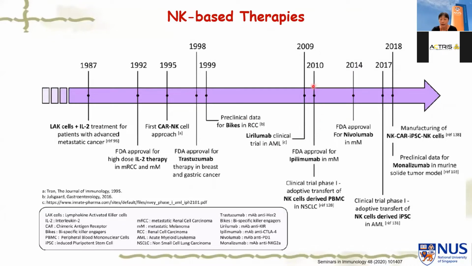So during the development of the checkpoint blockade in the recent decade, NK cells derived from PBMC or iPSC, the induced pluripotent stem cells, have been used in clinical trials. And also there are NK CAR T cells developed from iPSCs. They're all in clinical trials.